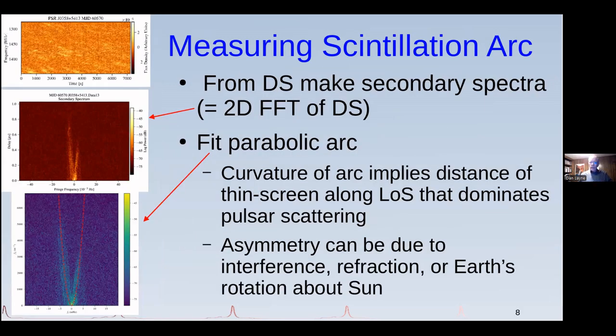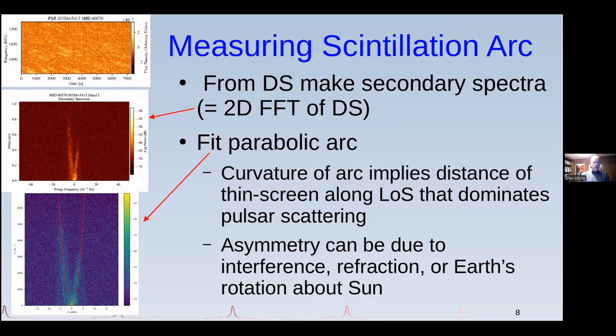A second path that we do, again starting on the upper left with the same dynamic spectrum, is to measure the scintillation arc. From that same dynamic spectrum, we make what's called the secondary spectrum, which is basically taking the two-dimensional FFT of the dynamic spectrum. It's called the secondary spectrum because we've taken the fast Fourier transform twice. This second time is what produces the arc on a pulsar that is scintillating. If the pulsar is not scintillating, you will not see this arc that we have there in the middle.